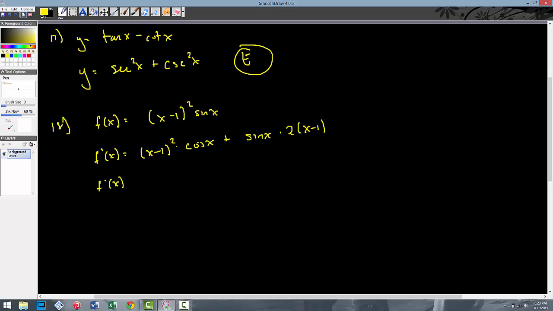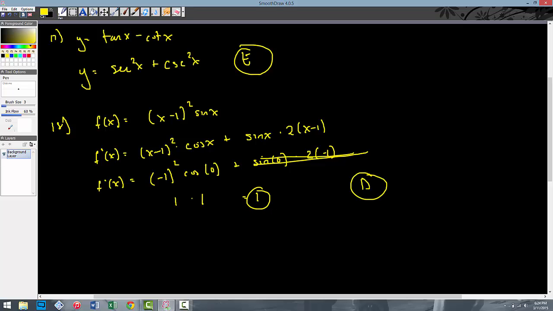Now, if I want to find f prime at 0, I just start plugging zeros in. So that's going to give me a negative 1 squared in here with a cos of 0 plus sine of 0 times 2 times negative 1. But you know what sine of 0 is? Goodbye is what sine of 0 is. So all I have is a 1 times 1, which is 1. The answer is 1, which means the answer is D. Cool.